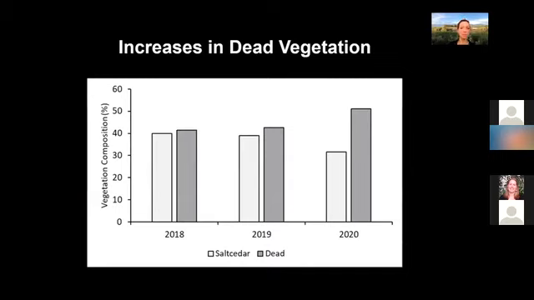So the dark bars on this graph are showing the increases in dead vegetation over time. The lighter bars are showing decreases in salt cedar. We do not see a corresponding increase in other types of woody vegetation, such as coyote willow. We're just seeing this increase in dead vegetation.